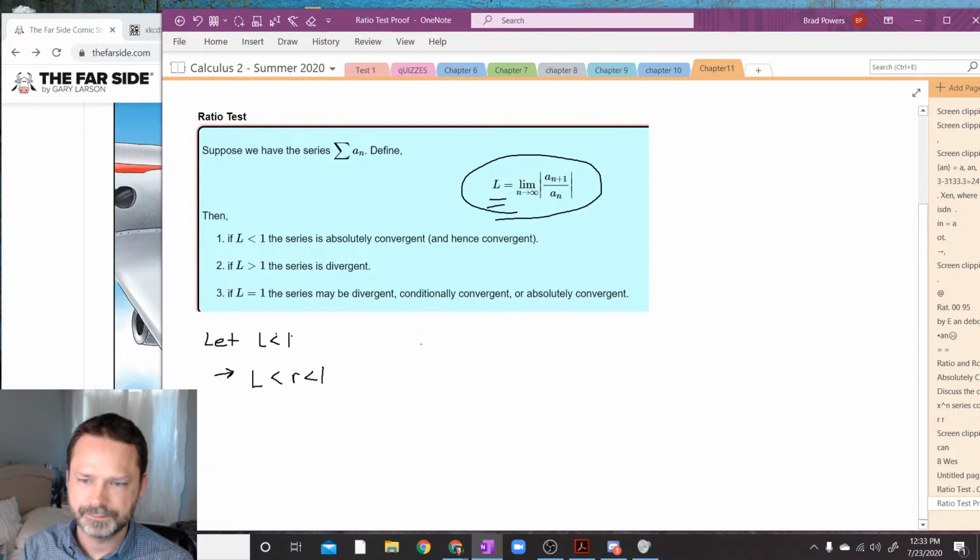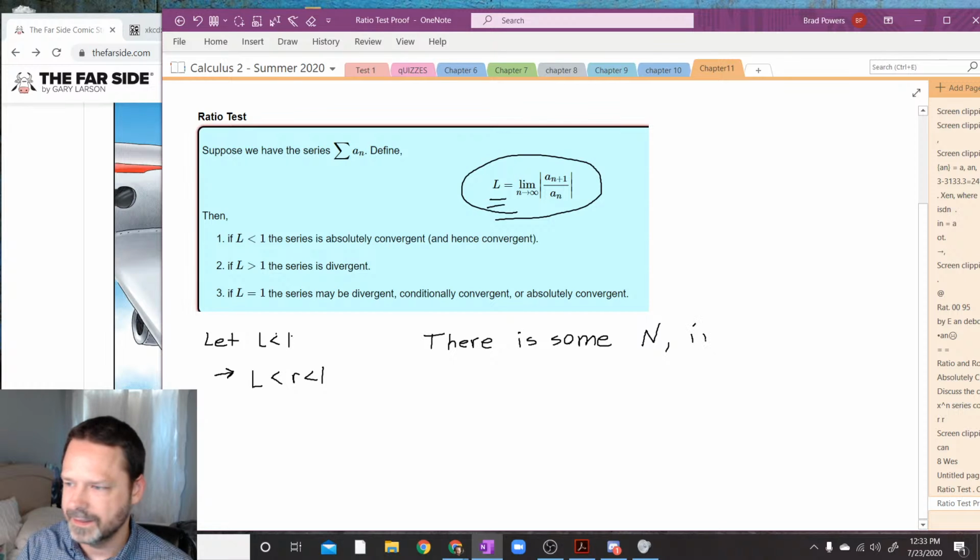If L is less than 1, we're going to say there exists some capital N where, if lowercase n is greater than capital N, then the absolute value of a sub n plus 1 over a sub n will be less than r.